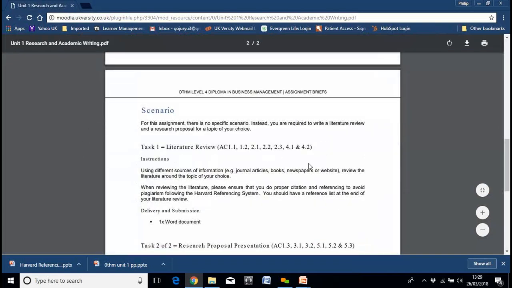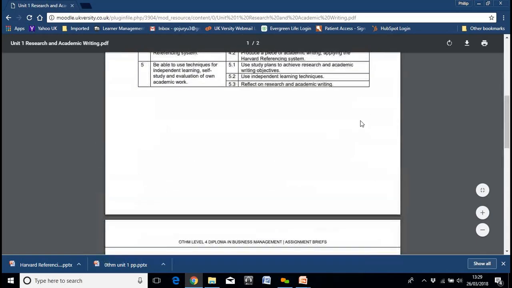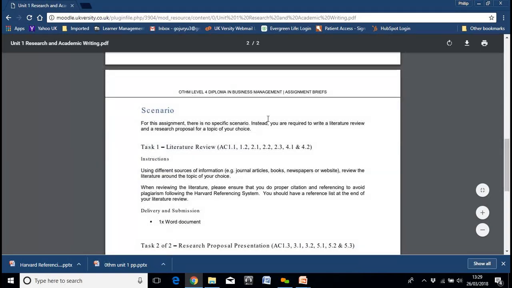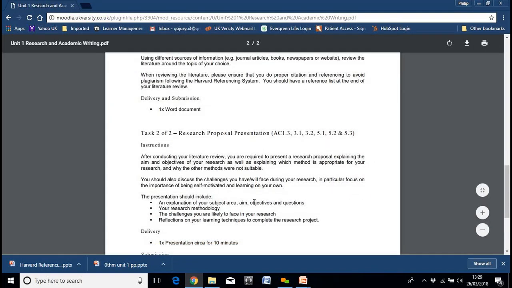Make a start on this task one. Now, have a look at what it will cover. If you go back to the sheet afterwards, it will cover 1.2, 1.1, 1.2, 1.3. Sorry, it won't cover 1.3. It will cover 1.1 and 1.2. It will cover 2.1, 2.2 and 2.3. And it will cover 4.1 and 4.2. 1.3 is actually your research proposal presentation. The presentation will include an explanation of your subject data, aims and objectives and questions. So that's part of 2.